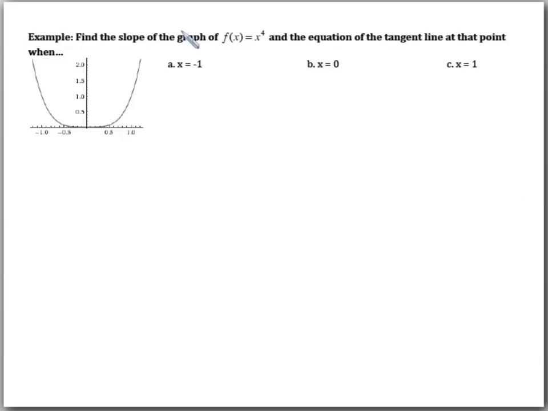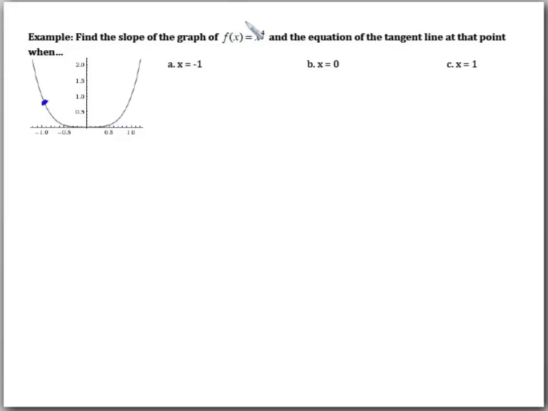Now, we're going to use the power rule here to answer this question. It says find the slope of the graph of f of x equals x to the 4th and the equation of the tangent line at that point when x equals negative 1. So we're trying to find what is the slope of the graph at this point.